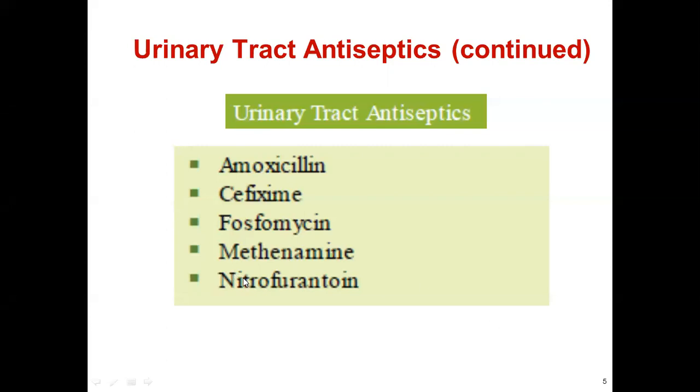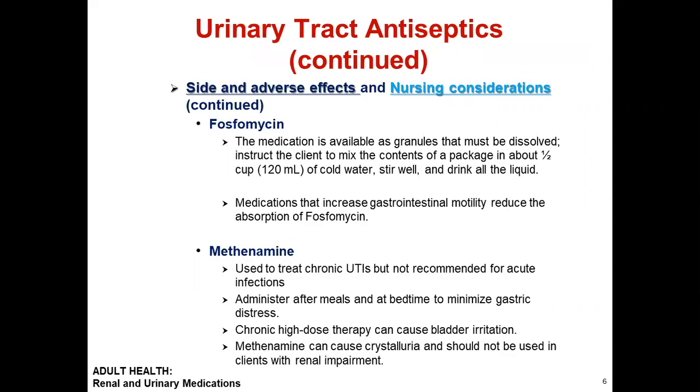Another medication we use is called nitrofurantoin, right? Nitrofurantoin is also one of the most common drugs we use for urinary tract infection. But nitrofurantoin can cause GI upset as well, or hypersensitivity, or can develop blood dyscrasias. Important to know. Now let's go into details: what are the side effects of each and every medication and what are the nursing considerations?